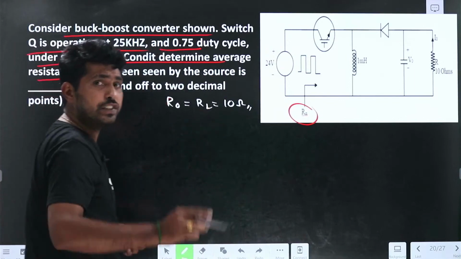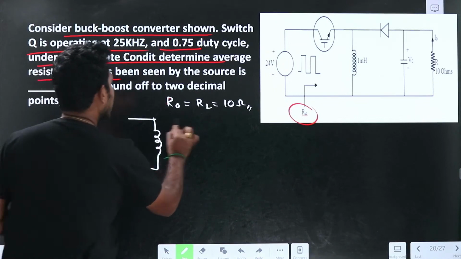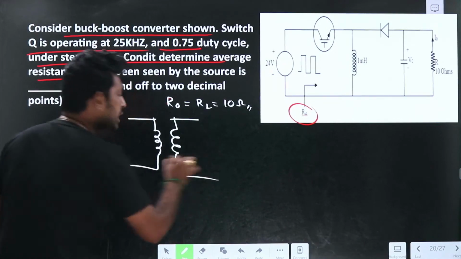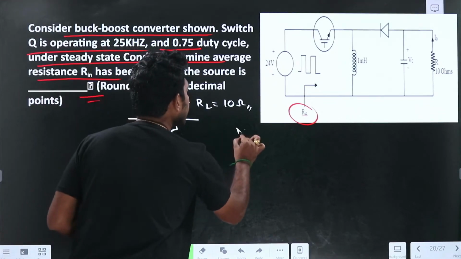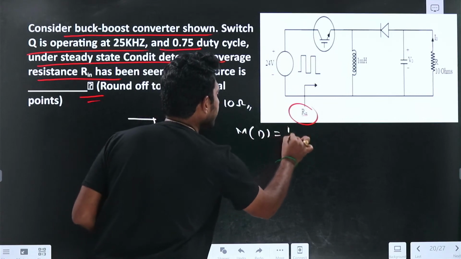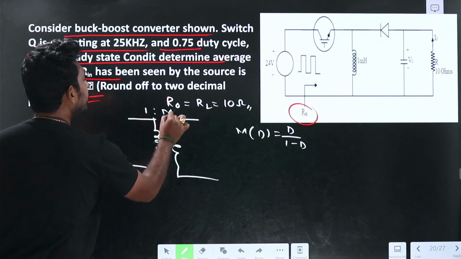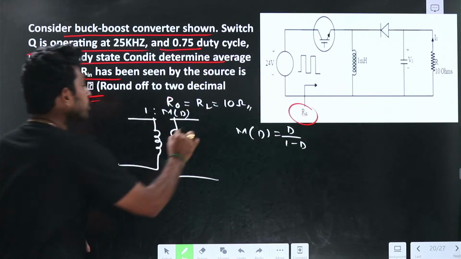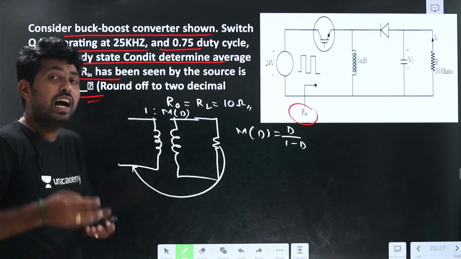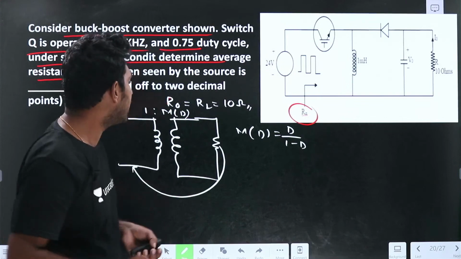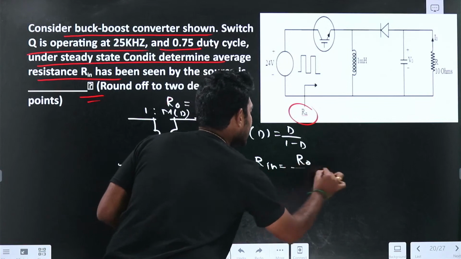If I take the DC transformer model, as we have already discussed, M of D for the buck boost converter, the gain of the converter, will be D by 1 minus D. The ratio is 1:M of D. If I want to shift the output resistance to the input side, I need to divide by the transformation ratio squared. So R input equals R naught divided by M of D whole square.